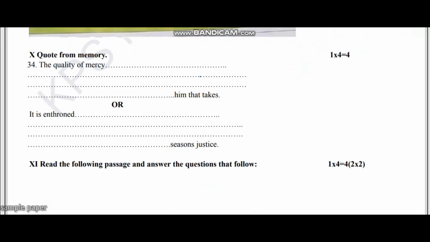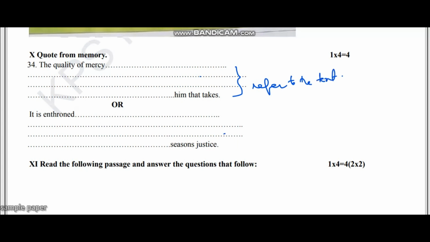Then Roman number 10, quote from memory. The quality of mercy is not strained. It droppeth as a gentle rain from heaven upon the place beneath. It is twice blessed. It blesseth him that gives and him that takes. Kindly refer to the textbook.